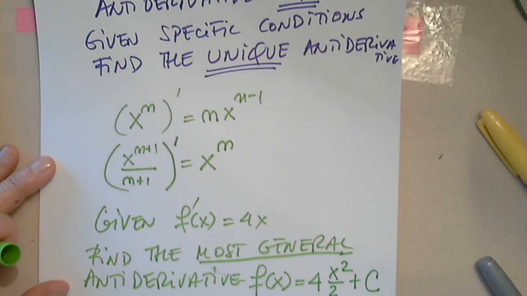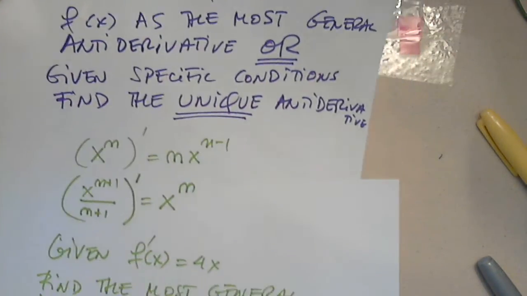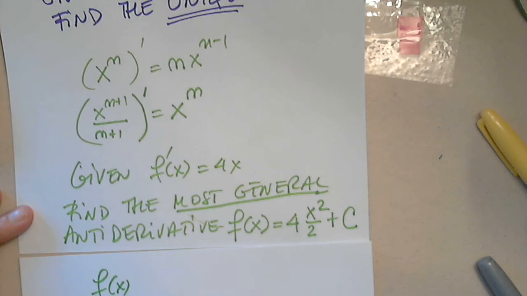plus a constant c. Now let's see, if I differentiate this, do I get that? Yes. Bring down 2, simplify, get 4x, differentiate c, get 0. But the most general antiderivative means, in this case, 2x squared plus c.